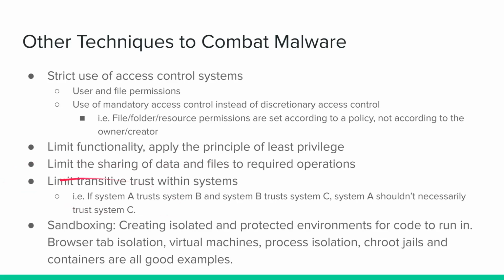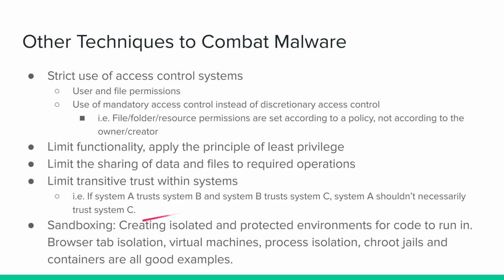We also might consider limiting transitive trust within systems. So in a scenario where system A trusts system B and system B trusts system C, in the real world, sometimes we would allow the transitive property where system A could trust system C, but maybe in a computing environment, we don't always want to do that. That way, if system C is infected with malware, maybe it can backtrack and infect system B, but it can't directly go and infect system A if they don't necessarily share some sort of transitive trust relationship. So that's another consideration.